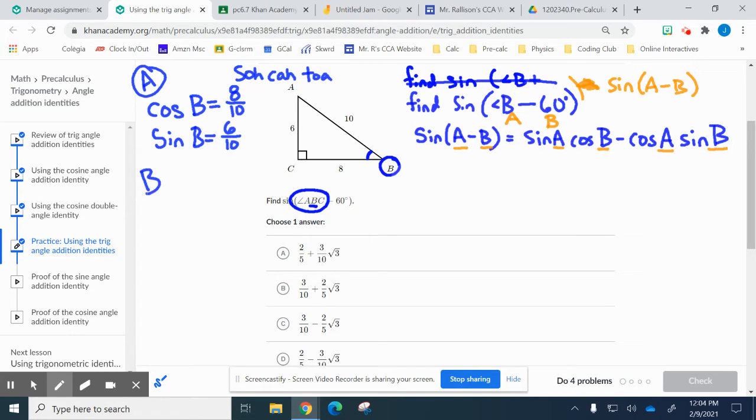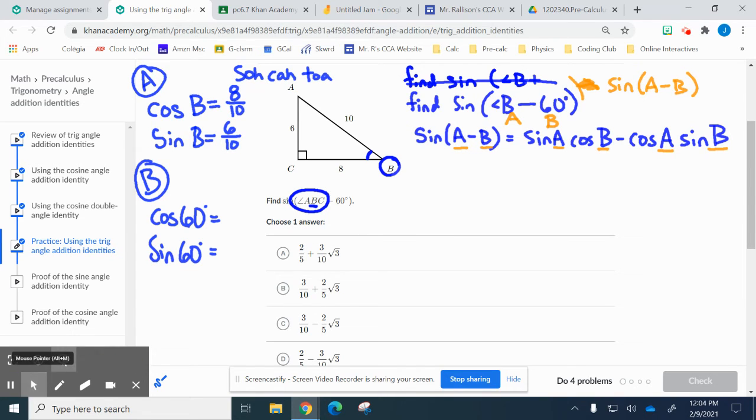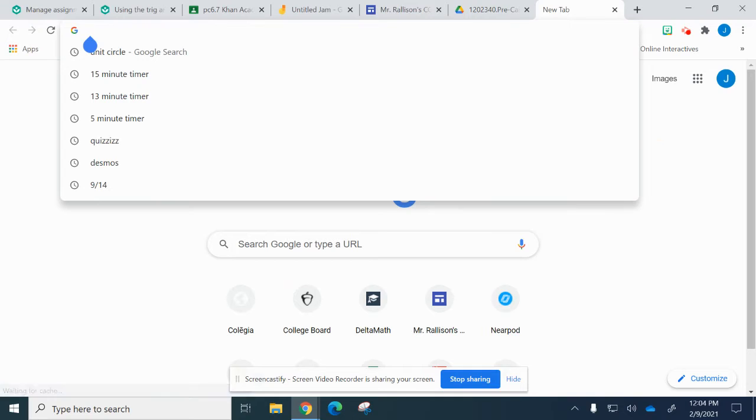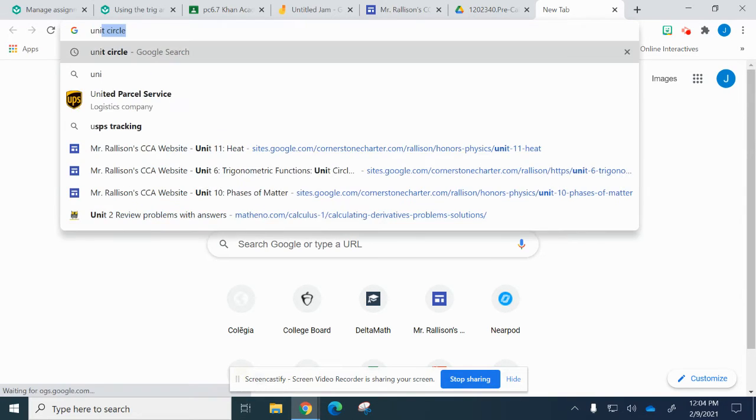And then for the B angle in the identity, we're looking for the cosine of 60 degrees and the sine of 60 degrees. And for this, you have to go to the unit circle. So I guess we better just go to the unit circle. I should have got that up ahead of time, but oh well, not going to start over now. Here we go, unit circle.